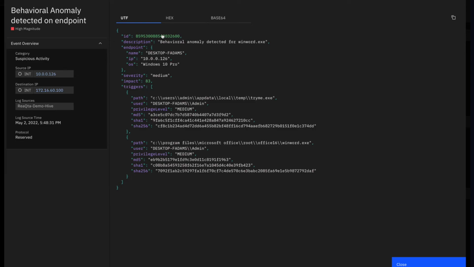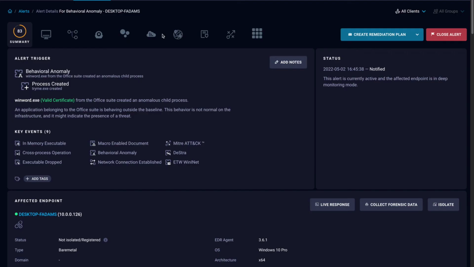And from here, we can drill right into the ReaQta Hive, and we're taken directly to the alert that we saw in the very beginning of the demo, the behavioral anomaly that was generated based off of the malicious weaponized document that we opened up as an HR professional. So now we're really drilling into the endpoint telemetry, which is critically important. So what we are talking about is, again, what makes these solutions so special, that's so important to us?